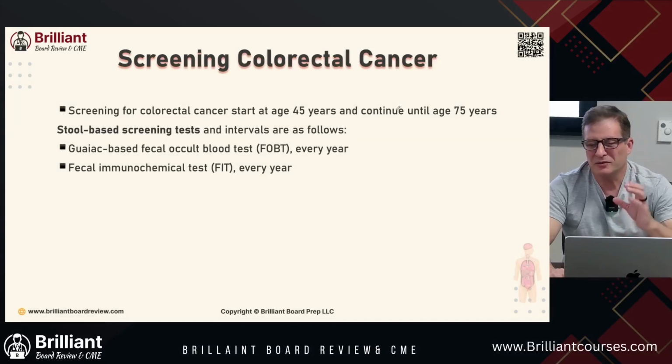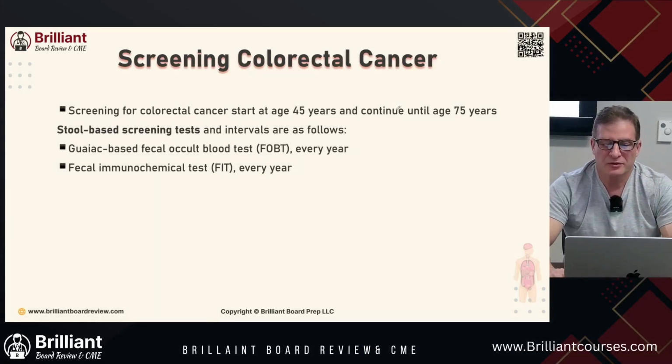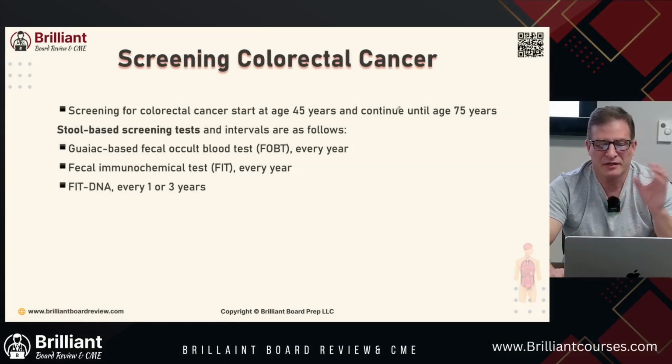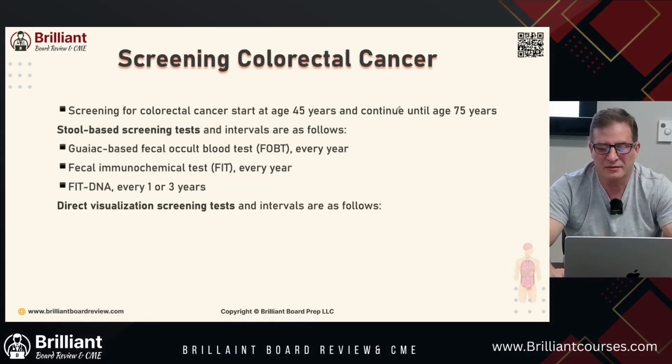These are getting better. There's still not a sweet spot on these. The goal for the companies is to have the best test in the world, so that you don't have to get the colonoscopies. Now remember, if this comes back positive, you're going to have to get a colonoscopy. FIT DNA every 1 to 3 years. That is a different test, the FIT DNA, from the FIT test itself. The FIT DNA has both the FIT and the DNA.